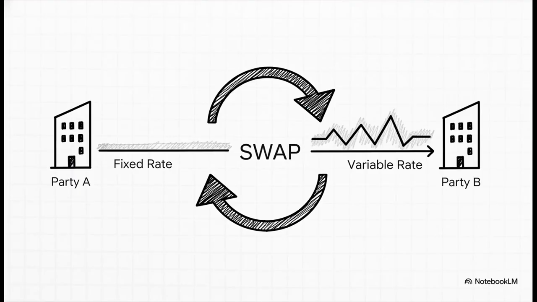Okay, picture this. You have one company with a fixed rate loan, but they think interest rates are about to fall. Then you have another company with a variable rate loan, and they are terrified rates are going to rise. A swap lets them basically trade places, so each one gets the payment setup they actually want.